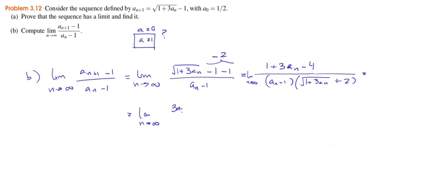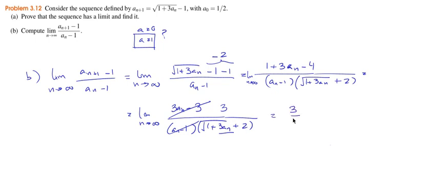So we have the limit when n goes to infinity of 3an minus 3, over an minus 1 times the square root of 1 plus 3an plus 2. Now 3 times an minus 3 is just 3 times an minus 1, so this and this go out and you have 3. And then you have the limit of the denominator, and the limit of an is 1, as we saw, so the limit is the square root of 1 plus 3, which is 4, the square root of 4 is 2, so then you have 2 plus 2, 4, so the limit is 3/4. Okay, and that's it.